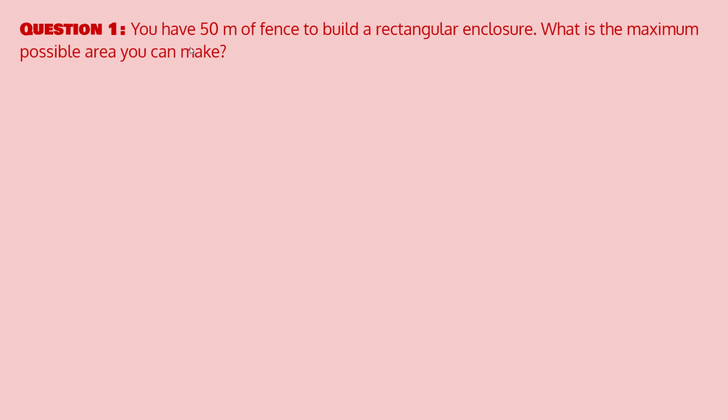So question 1. You have 50 meters of fence to build a rectangular enclosure. What is the maximum possible area that you can make? My first step I like to work with is trying to make equations. I'm going to identify what variables are here, how I can relate them in an equation, and ultimately, since I want to maximize the area, I want an equation for area that's in terms of just one other variable.